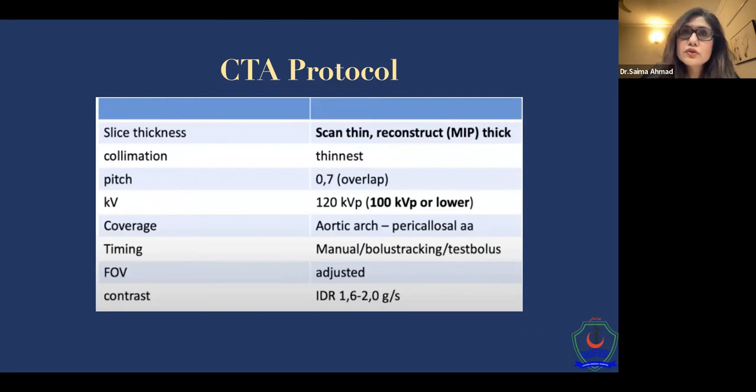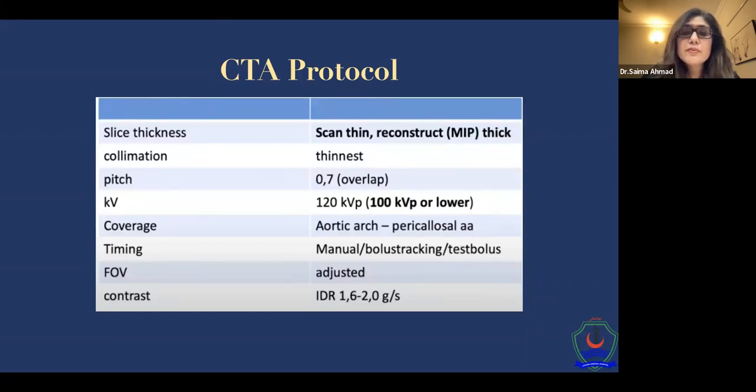Then the coverage should be proper. As I have said earlier, you have to cover from the aortic arch up to the vertex, if not up to the vertex, then at least up to the pericallosal artery, because you want to see the pathology all over. And then the timing is also very important, because you have to see the arterial phase.